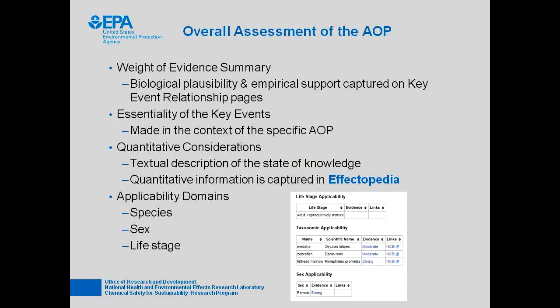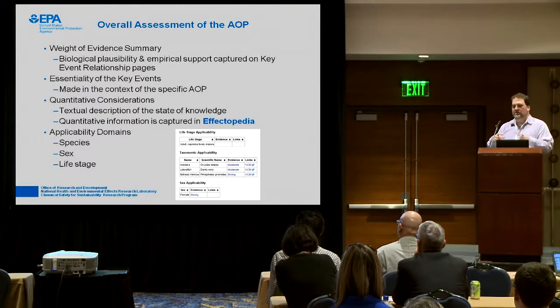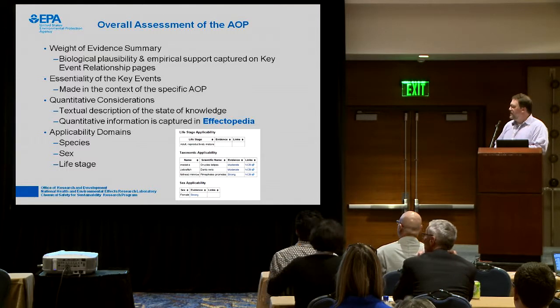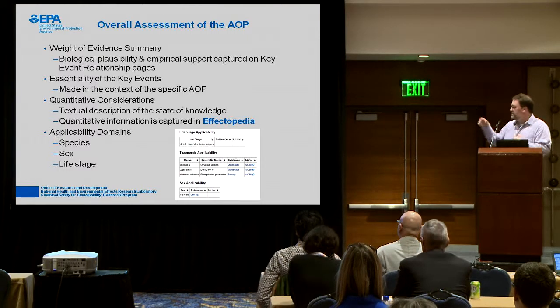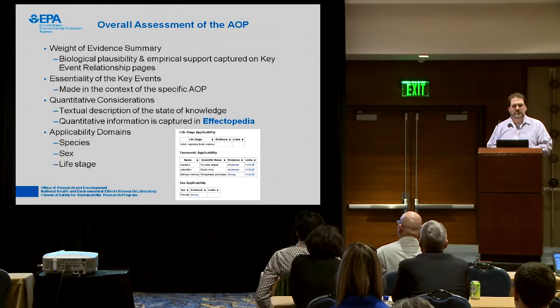At the bottom of the AOP page itself is an overall assessment of the AOP. So you give a weight of evidence summary. Again, most of the details are on the key event relationship pages, but you give a short summary there to basically support the calls you made in the table above. Essentiality of the key events: since those calls are made in the context of a specific AOP, that information goes originally on the AOP page itself. And then the quantitative considerations, as I mentioned, is really a textual description of the state of knowledge. We don't capture quantitative information in the wiki. That information goes in Effectopedia.